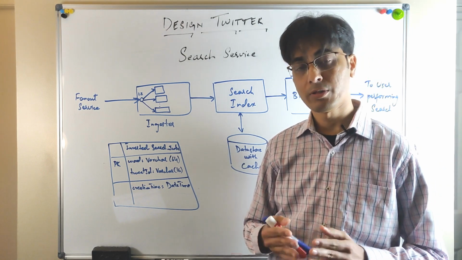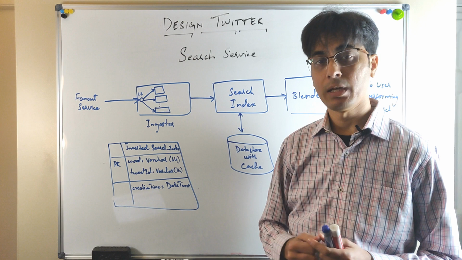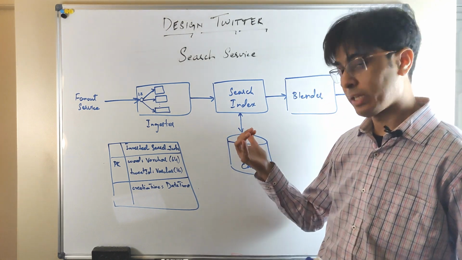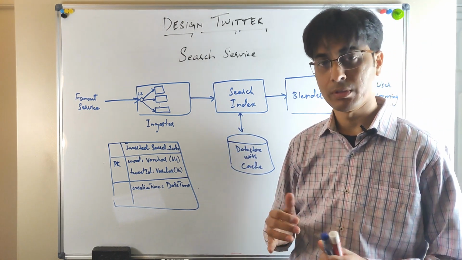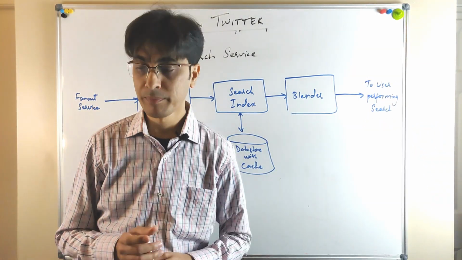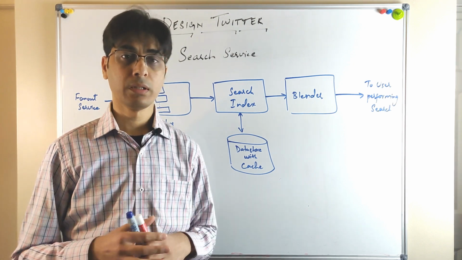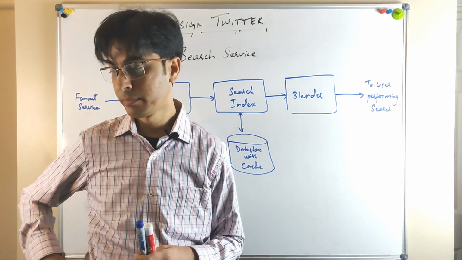The search index will also have the same design, that it will have at least 3 application servers and also a distributed cache and a data store with it. Now the third component is the Blender component. The Blender serves the search queries to the users on the Twitter platform.